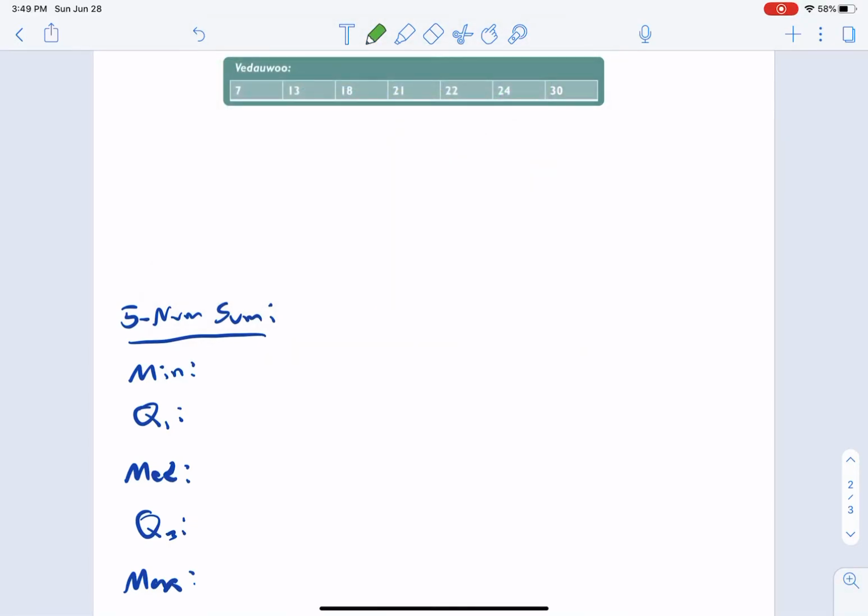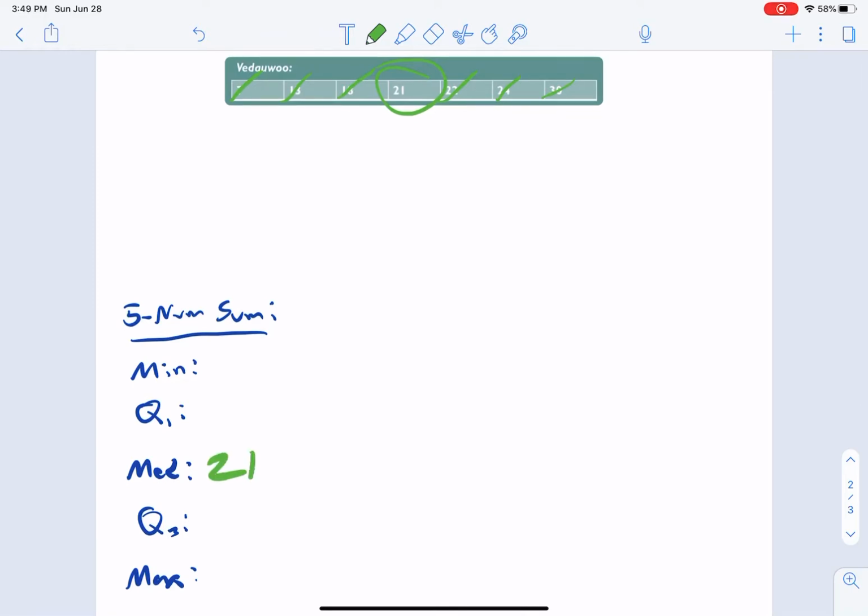So the median is going to be the easiest one to find first, because that's just the middle point, right? And in this case, it's even easier because we have a real middle point this time. We whittle away. Check it out. 21. Easy enough. Right smack dab in the middle. So we will just write that down, okay?